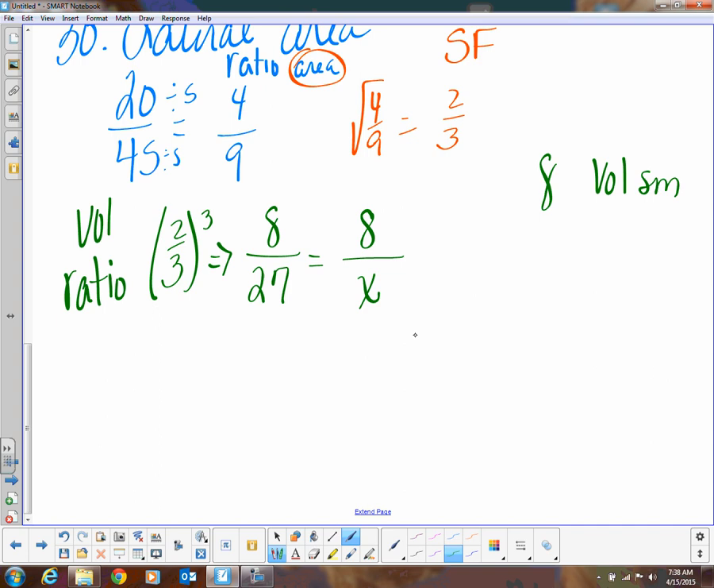Do you know what x is without solving it? Yeah, why? Well, the 8's are the same, so those have to be the same. But anyway, let's do it. 8x is equal to 8 times 27. We're going to divide by 8. And what happens to our 8's? They're gone.